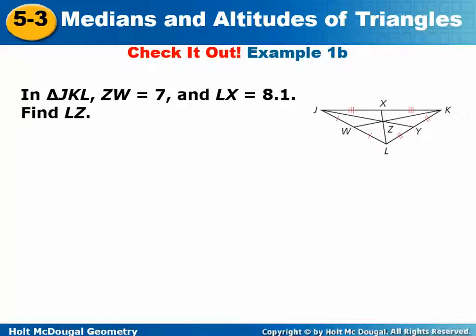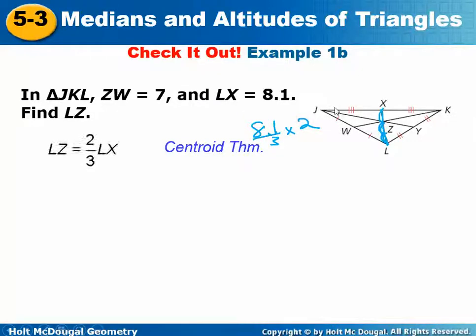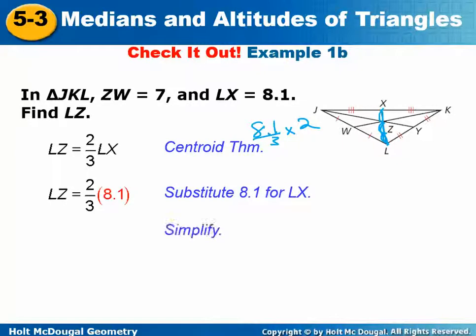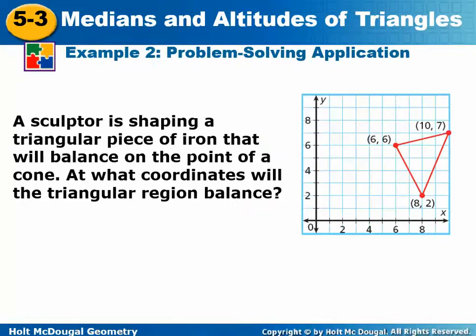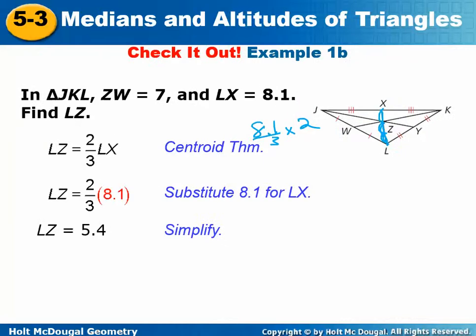Now in this one, they're telling us also that LX, where's LX? This whole thing is 8.1, and they want us to find this part. So here's the 1 part, and then this is the 2 part. If you take 8.1 and divide it by 3, and then multiply it by 2, you'll get the answer. Now they're going to do some more steps than that. They're going to say LZ is equal to 2/3 of LX, and then they're going to multiply that by 2/3, and they get 5.4. So they'll get the same thing. So you can get decimals for this.